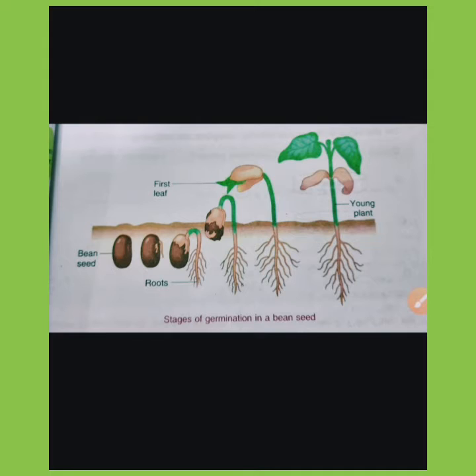Next you can see stages of germination in a bean seed. When we sow the seed and give water to the seed, after some time we will see one by one the different stages of the seed.